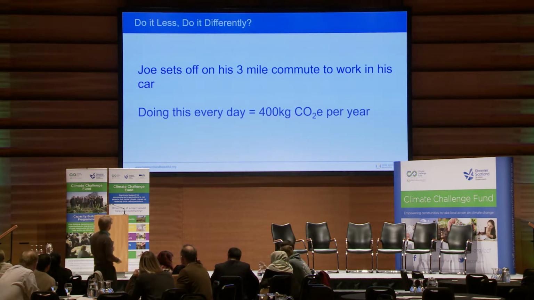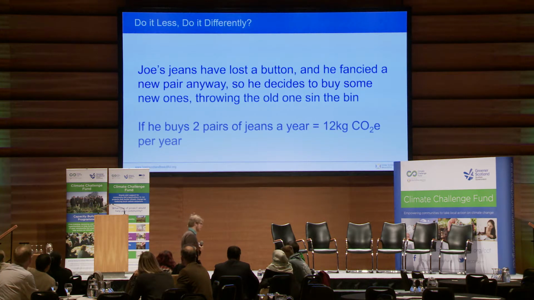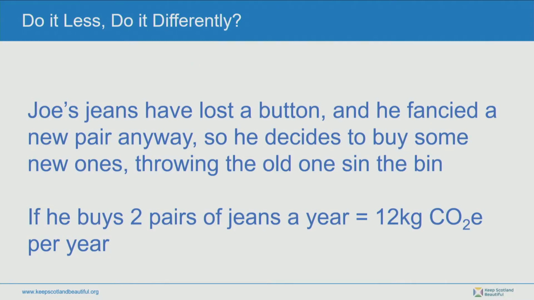Okay, so the next one. Joe is a bit of a slave to fashion. His jeans have lost a button, and he fancied a new pair anyway. So he decides to buy a new pair of jeans, and he just throws the other ones in the bin. On average, he reckons he buys 2 pairs of jeans a year, and that's about 12 kilograms of carbon emissions per year. So again, how could he do that less or differently to reduce his carbon impact?